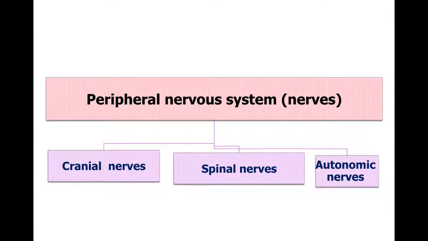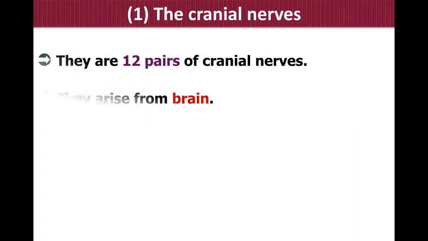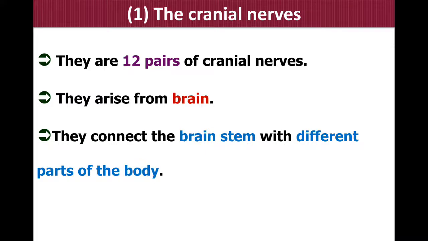Now we speak about the peripheral nervous system, or the nerves, that formed from cranial nerves, spinal nerves, and autonomic nerves. The cranial nerves formed from 12 pairs of cranial nerves. They arise from brain, so-called cranial nerves, and they connect the brainstem with different parts of the body.